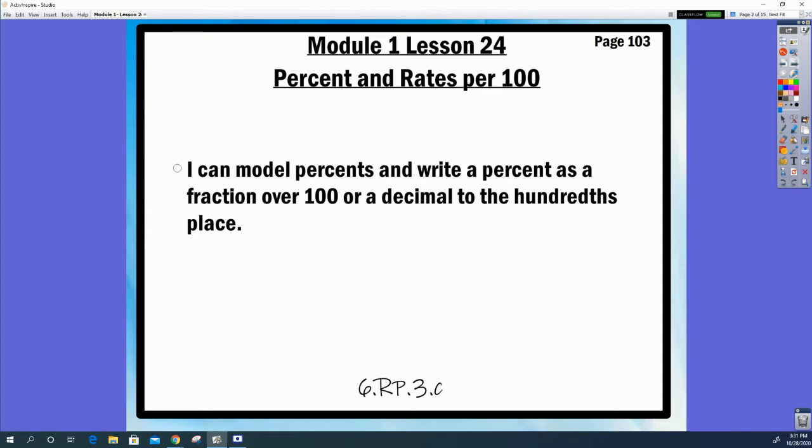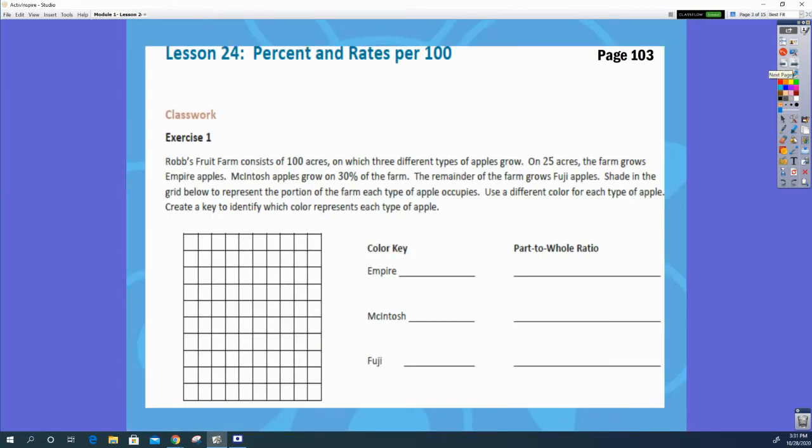Today, we are moving into percents. So what we're going to do today is model percents and write a percent as a fraction over 100 or a decimal to the hundredths place. So percents is always out of 100.